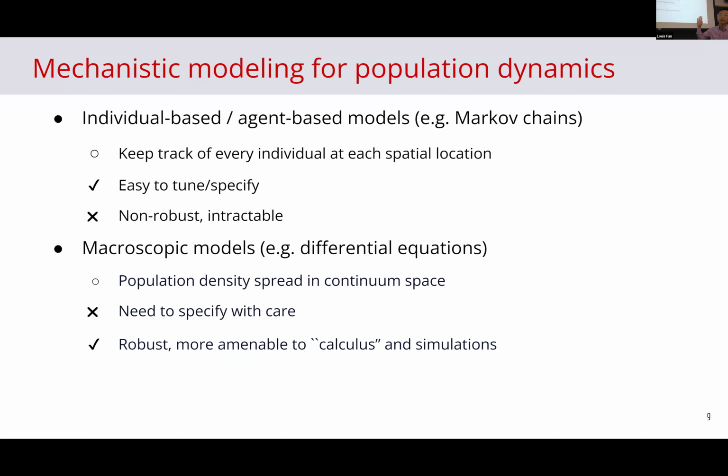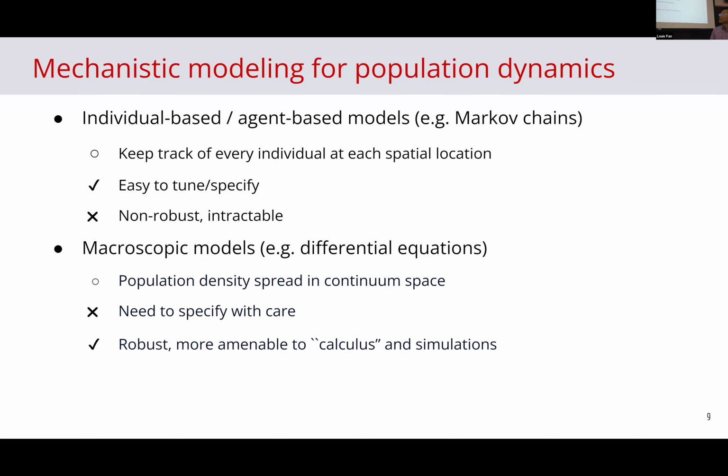So here are two very big general mechanistic modeling approaches. The first is the individual-based or agent-based approach, where we keep track of every individual. So let's say every virus particle at every location. But there's another approach, a more macroscopic point of view. We don't care about every individual, but we care about the overall density or overall abundance of the different individuals, and they have different pros and cons.